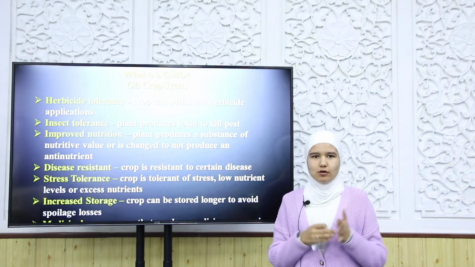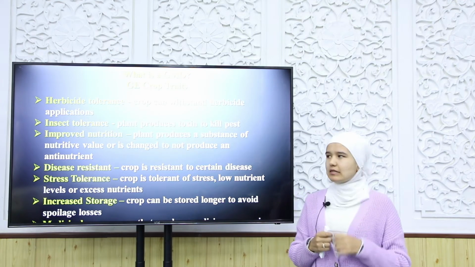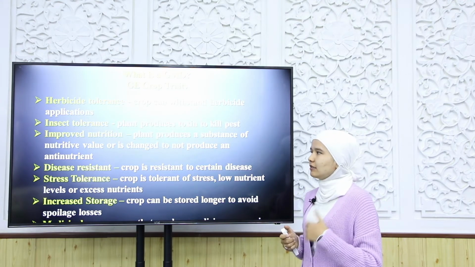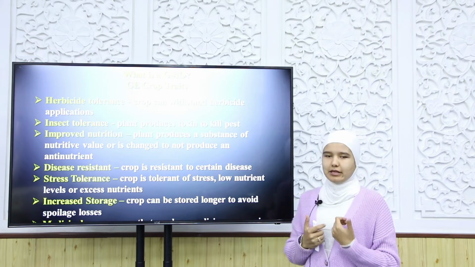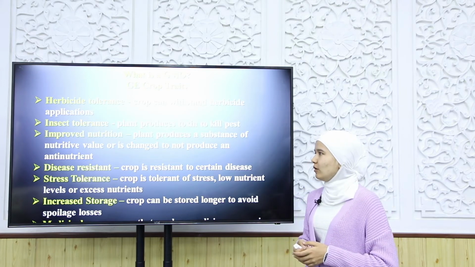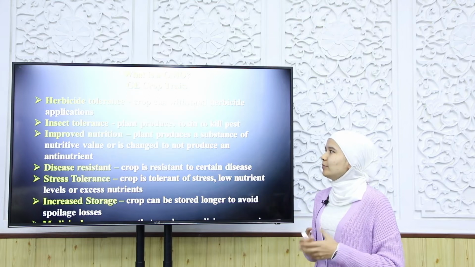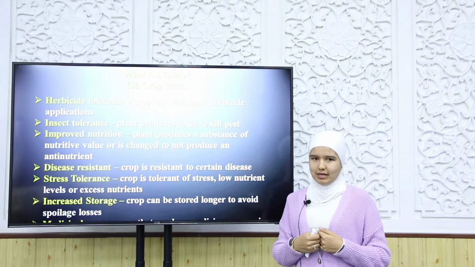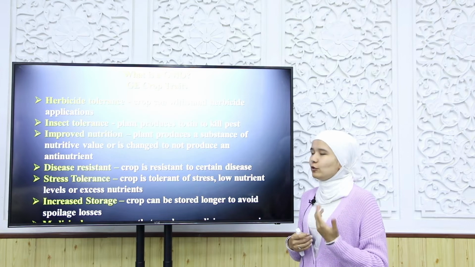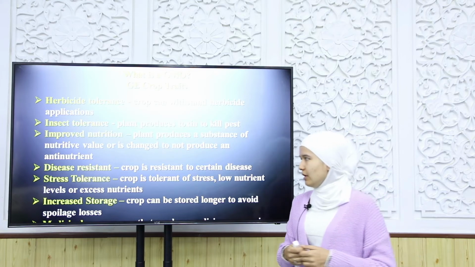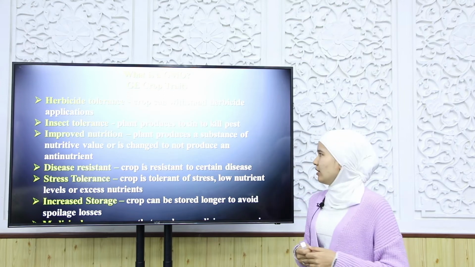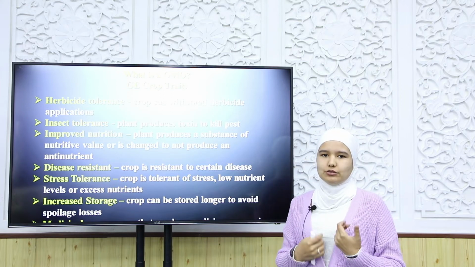There are types of modification, and the first is called herbicide tolerance. It means the crop can withstand herbicide applications. The next one is called insect tolerance. The plant produces a toxin to kill pests. And the next one, improved nutrition. The plant produces a substance of nutrient value or is changed to not produce an anti-nutrient.